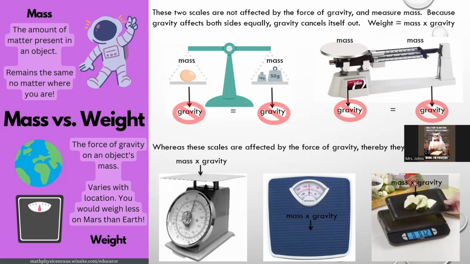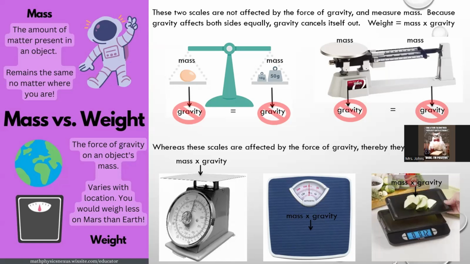So it doesn't have a place to cancel out the gravity. It's only got one place on the top, and gravity is going to be pulling on whatever you're weighing as well as the mass. The same goes for the bathroom scale that we stand on to weigh ourselves, and the food scale on the right.